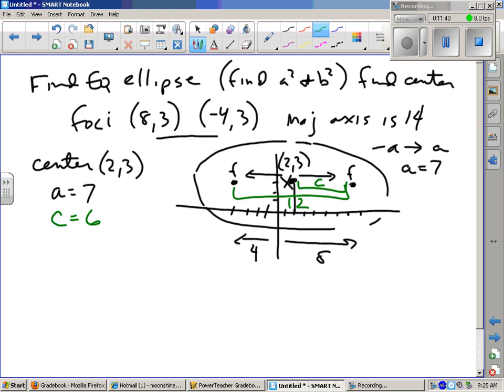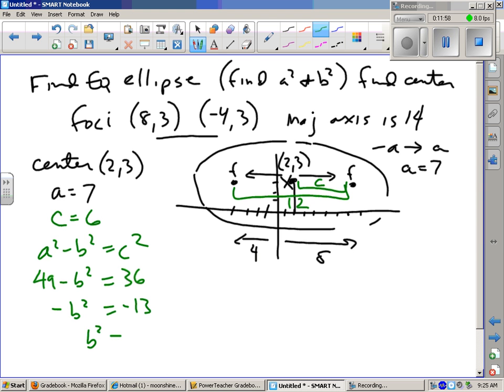So we know a and c, we can find b from that using a squared minus b squared equals c squared. So 49 minus b squared equals 36. Negative b squared, I'm going to subtract and get negative 13. So b squared is 13. So b is the square root of 13. All right, now we can do our formula. So our major axis is the x, so I know that a goes onto the x, so a squared is 49.